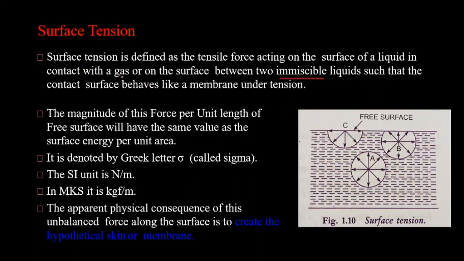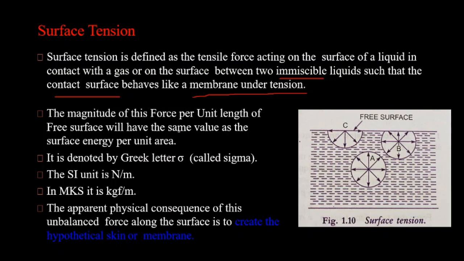So surface tension is defined as the tensile force acting on the surface of a liquid in contact with a gas, or on the surface between two immiscible liquids, such that the contact surface behaves like a membrane. The contact surface, if there are two immiscible liquids, then it is the contact surface. If there are no other liquids, only water, then it is the free surface. See here, the free surface, ಮೇಲ್ಗಡೆ ಇರುತ್ತಲ್ಲ, that surface behaves like a membrane. It behaves like a boundary, a thin film under tension.